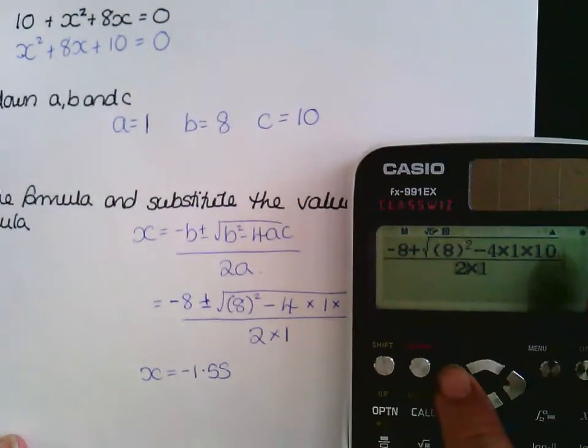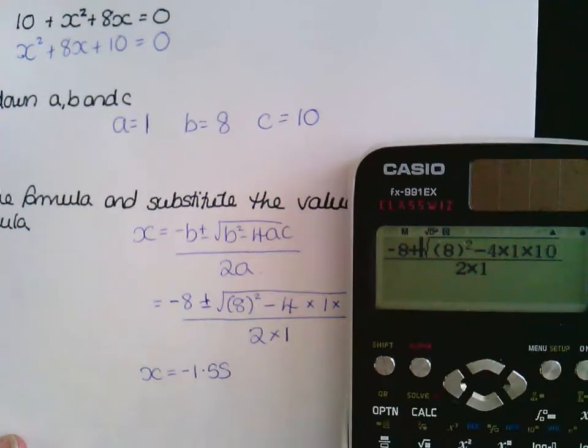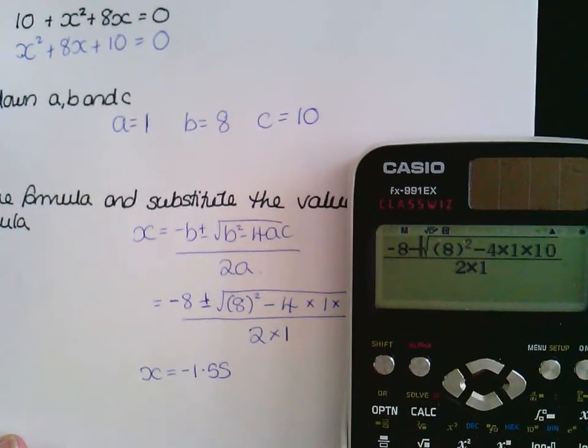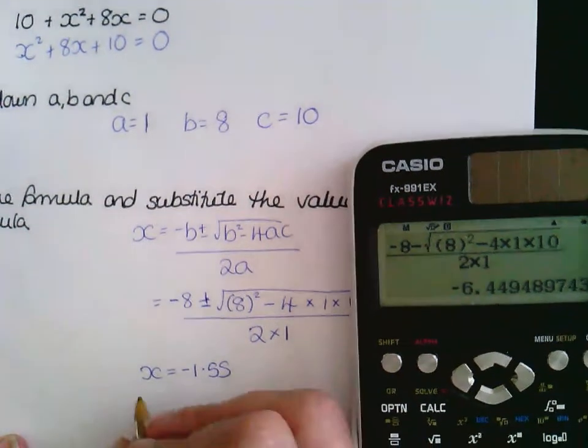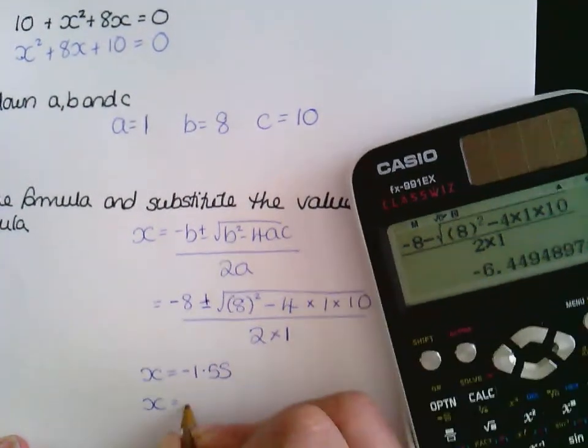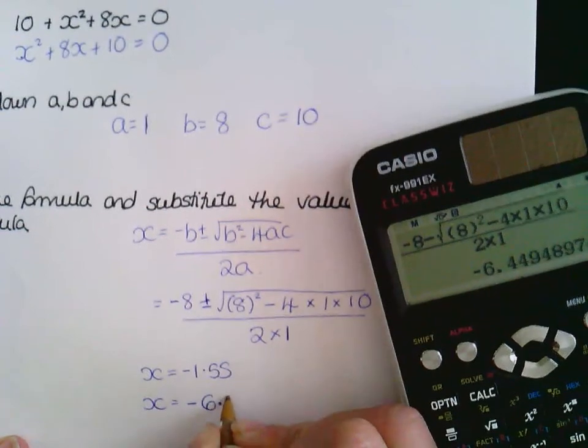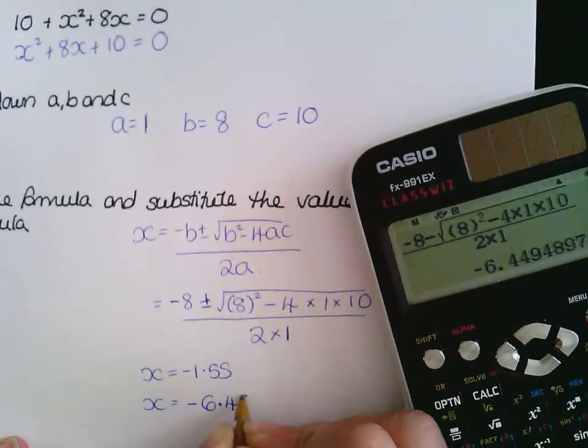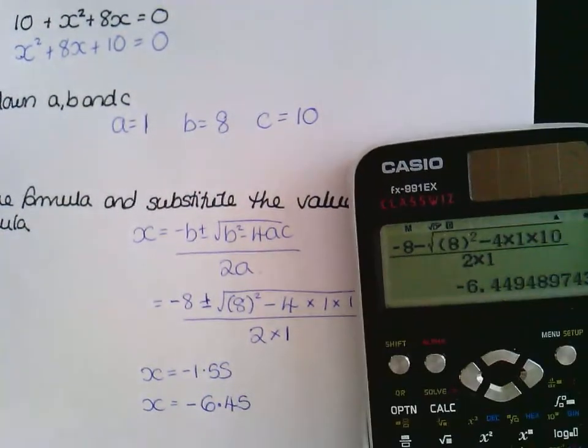I'm going to use my arrow and go across, change the plus to a minus, and press equals and S to D. So my second solution is minus 6.45 to 2 decimal places.